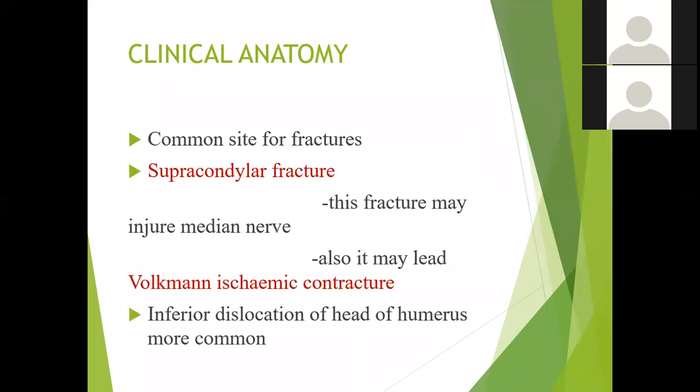Next, the common sites for fractures. What are the common sites of fracture of the humerus? First one is supracondylar fracture. Above the condylar region, the bone is prone to fracture. This fracture may injure the median nerve, and it will also affect the brachial artery, finally leading to Volkmann ischemic contracture. Again, inferior dislocation of the head of the humerus is also common. So these are the clinical points in the humerus.